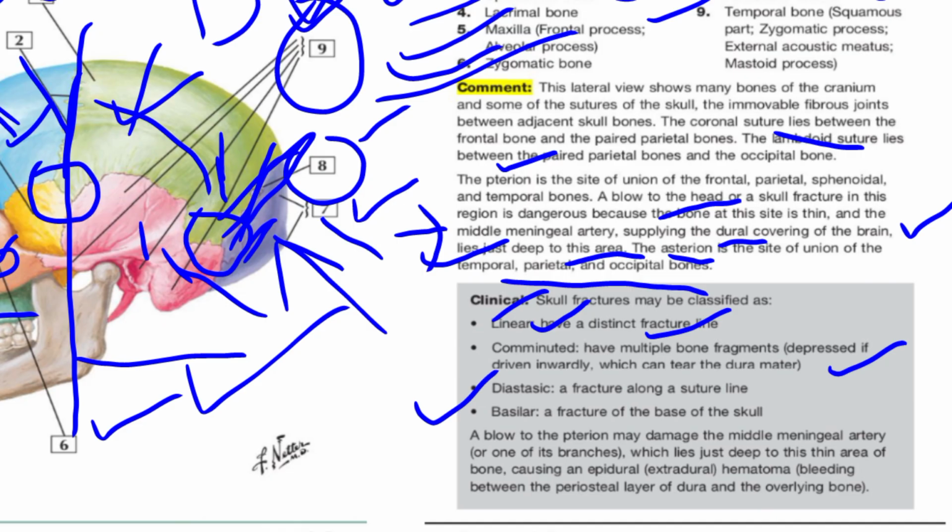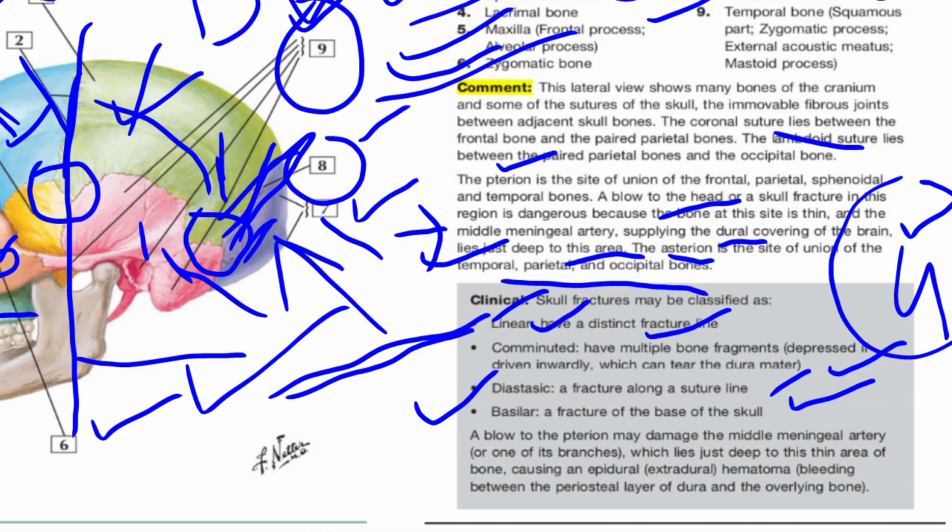And the third skull fracture is the diastatic, a fracture along a suture line. Basilar fracture is a fracture of the base of the skull. So the four fractures of the skull we will discuss: first is the linear, then comminuted, in which multiple bones fracture, diastatic, a fracture along a suture line, and the basilar fracture, a fracture of the base of the skull.